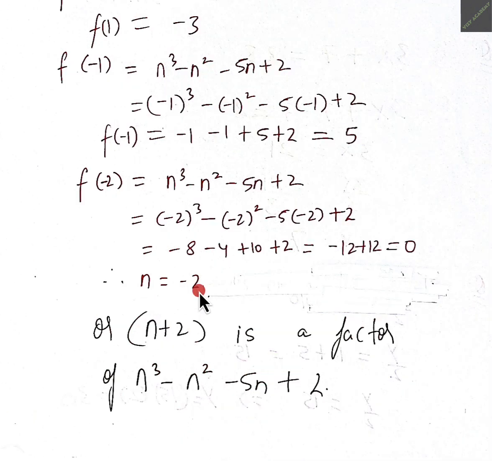Since f(negative 2) is equal to 0, therefore n plus 2 is a factor of n cube minus n square minus 5n plus 2. So one of the factors is n plus 2, and now we can use synthetic division or the remainder theorem to find the other two factors.